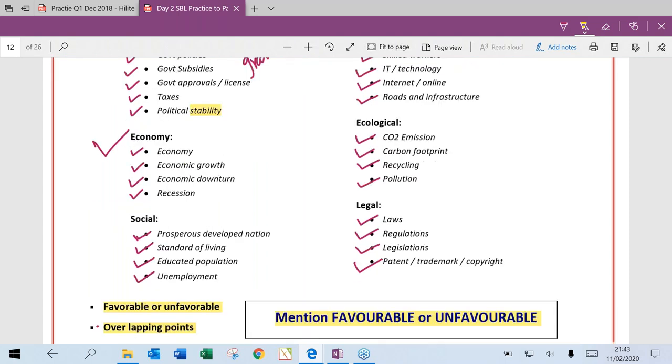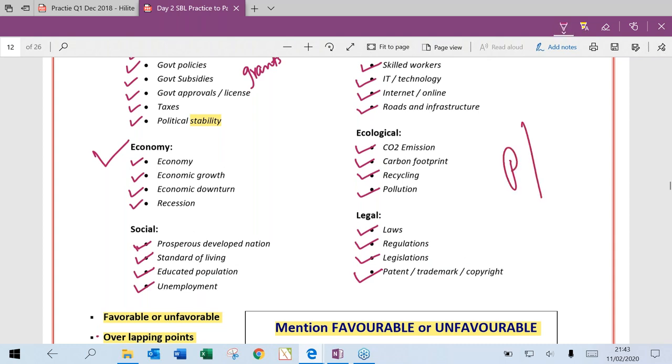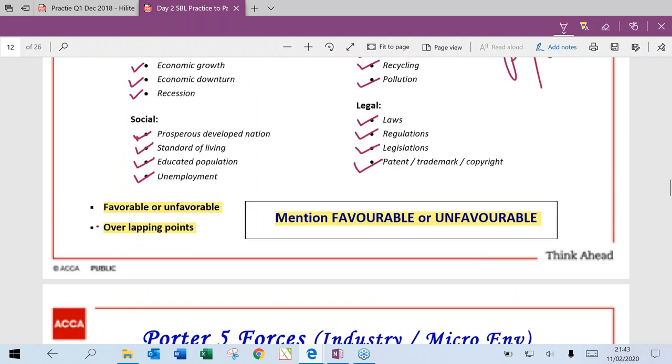So in PESTLE, it is perfectly fine if you repeat one point under more than one heading, provided that your drafting, your perspective, is a little bit different. This is what I call overlapping points. So this point can go under P, or it can go under legal. Any questions on PESTLE?